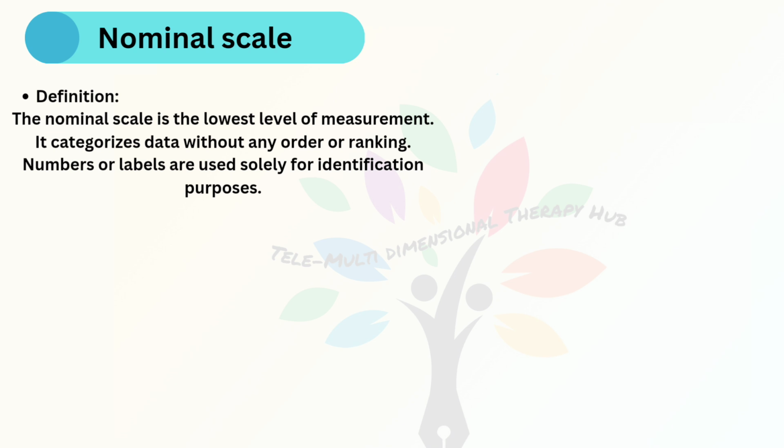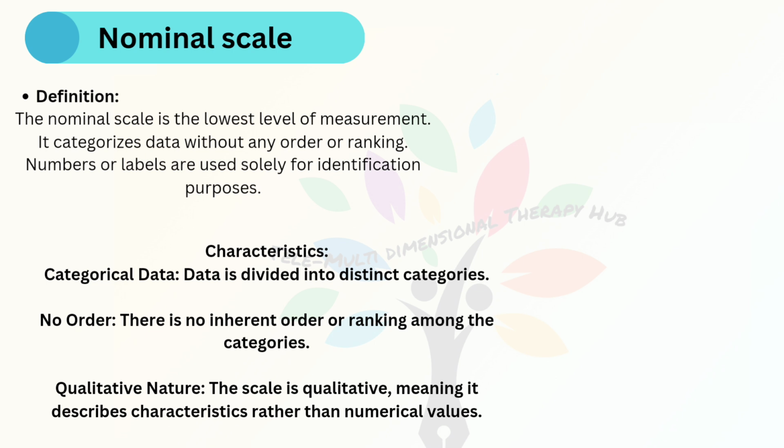The numbers or labels you might assign are just for identification, not for any kind of comparison. For example, if you are using 1, 2, 3, 4, it's just for labeling. We are not ranking them. Next are the characteristics. First, categorical data. The data here is divided into distinct categories. The next is no order. There is no inherent order or ranking among the categories. And the third one is qualitative nature. The scale is qualitative, meaning it describes the characteristic rather than numerical values.